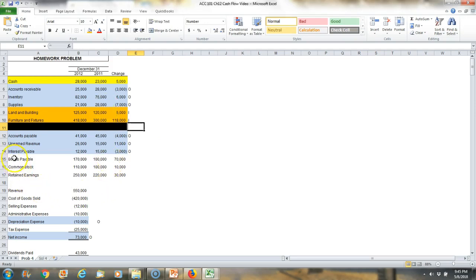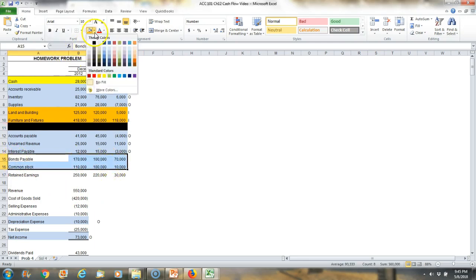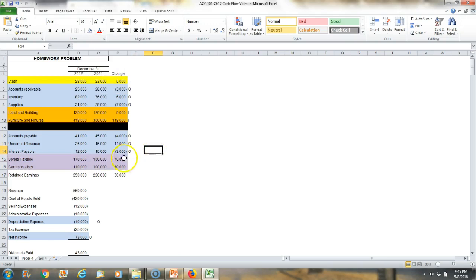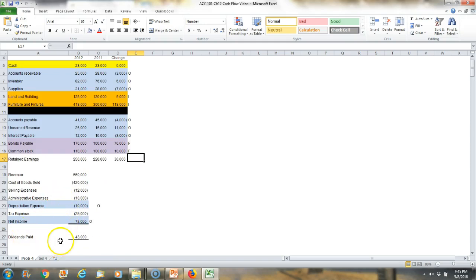Then the last things I have are bonds payable and common stock. Again, those are ways to raise money, and that would go in the financing section. Retained earnings information we don't need because they provide us net income. We could recreate this and figure out net income if they give us the dividends. Oh, and here's another one we need. Dividends paid. This goes in the financing section.